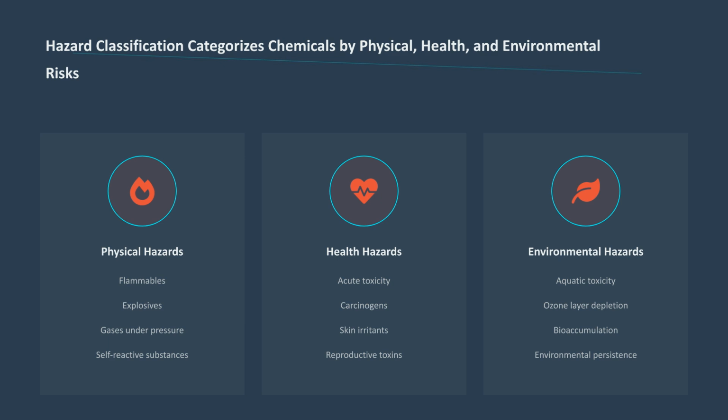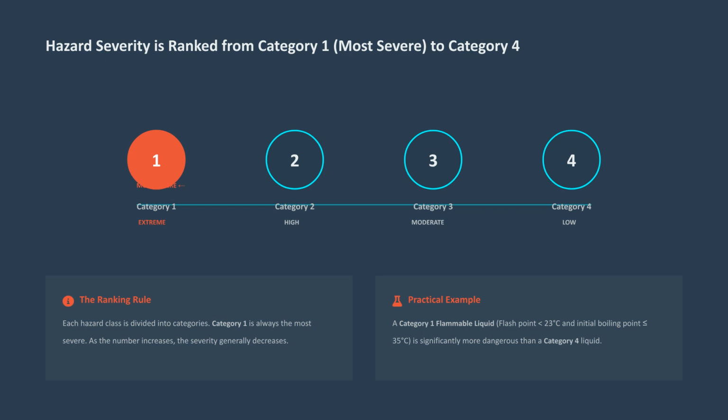Hazard classification categorizes chemicals into three main risk groups: physical hazards, such as flammables and explosives; health hazards, including carcinogens and acute toxicity; and environmental hazards, like aquatic toxicity. Hazard severity is ranked from Category 1, which is the most severe, to Category 4, which is the least severe. This ranking rule applies to each hazard class, helping users quickly understand the level of danger.